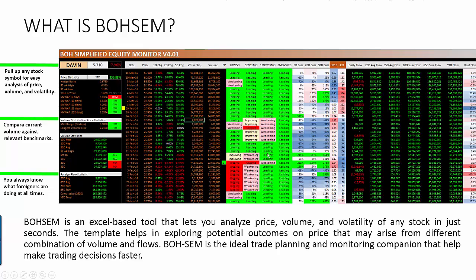If you look at your new BOHSEM template, it's version 4 already. What you will see is we've incorporated multi-duration returns. We've incorporated price buzzes, volume buzzes, and then of course we also have flows here. So here you can pull up any stock using this cell and pull up any statistics on price, volume, and volatility. You can compare volume against relevant benchmarks, and then you will always know what foreigners are doing. So that to me is what BOHSEM really is. That's what it helps us do.